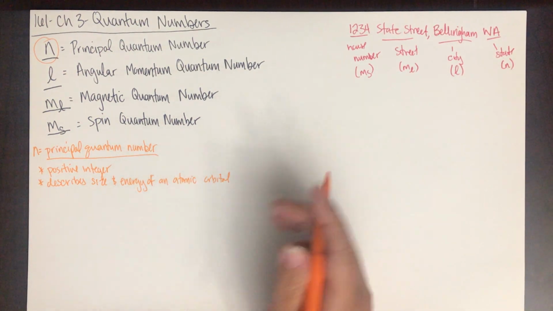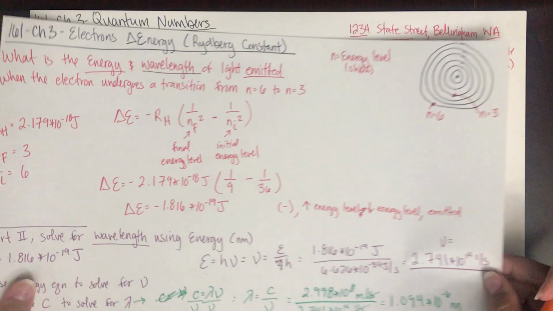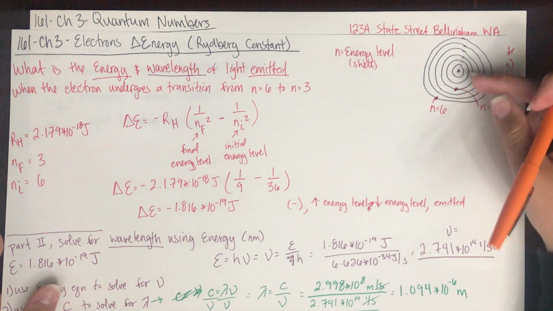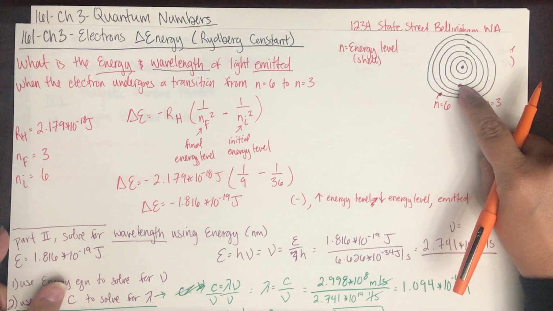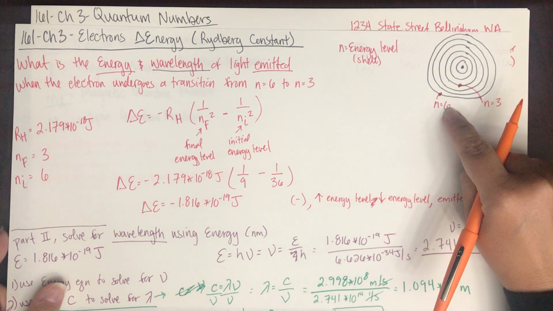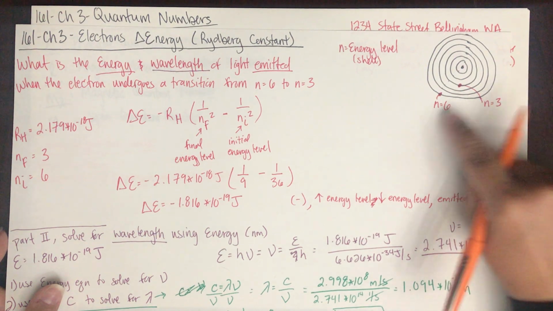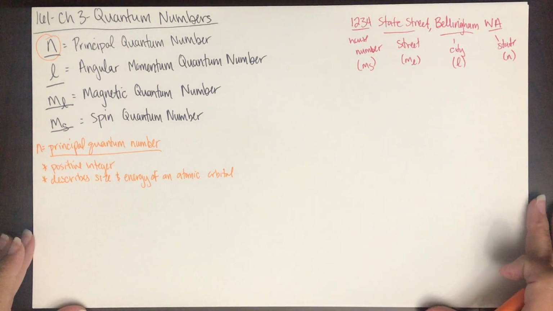So remember back from our example, when we were seeing how much energy was emitted from an electron that's changing energy levels, n equals 3, that would have been the quantum number when the electron was here. N equals 6, that would be the quantum number when it was here. So n equals 6, these are the positive whole number integers. Those are examples.